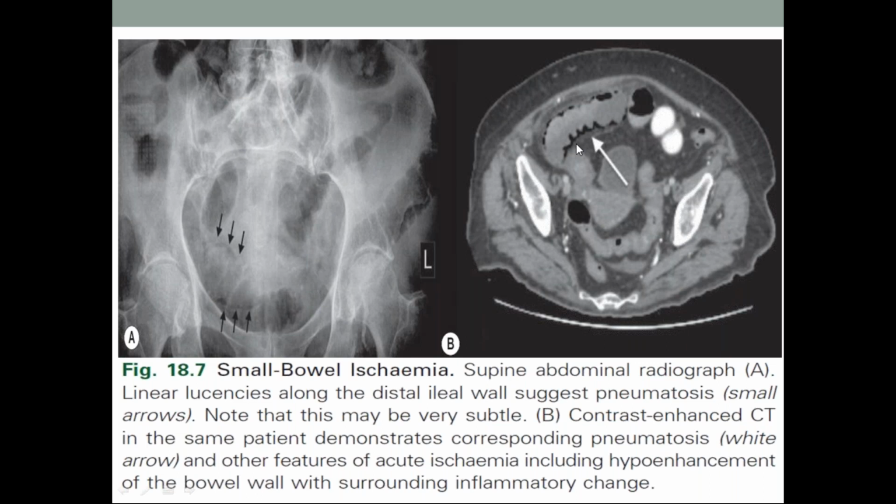This is due to obstruction, mainly due to ischemia. Due to ischemia, this bowel wall lacks blood supply, which is why it is not taking up the contrast. This is the case of small bowel ischemia.